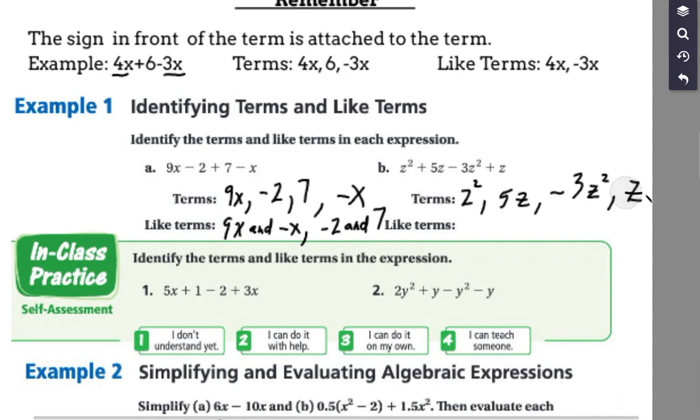So now the like terms are the z squared and the negative 3z squared. So we also have the 5z and the z, because they both have a z to the first power.